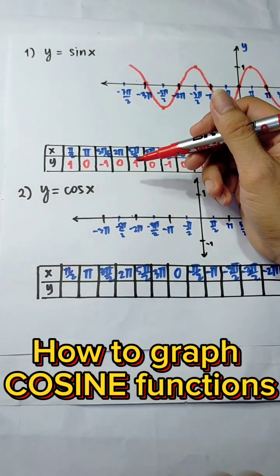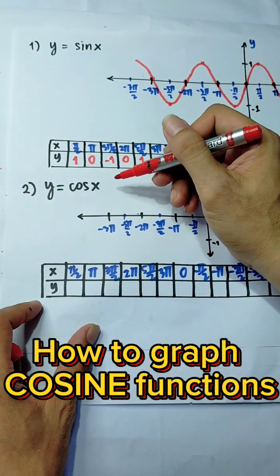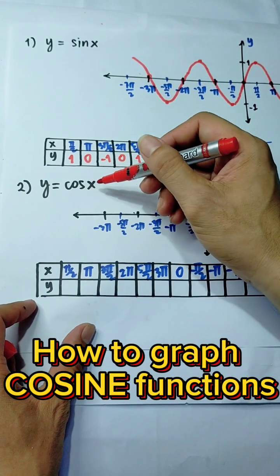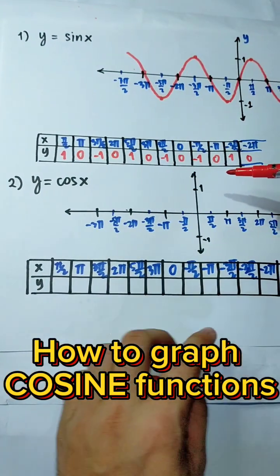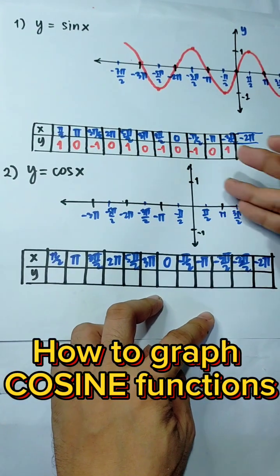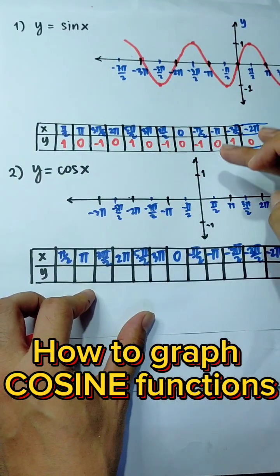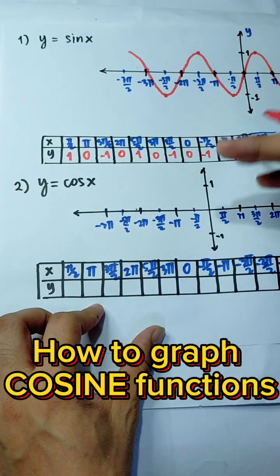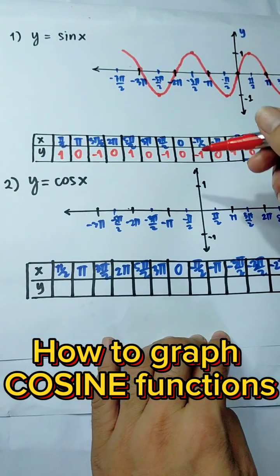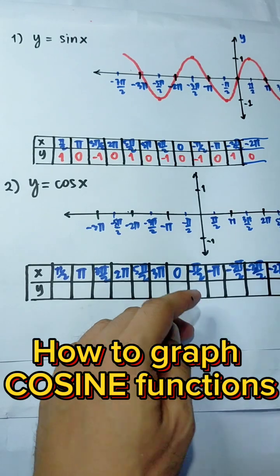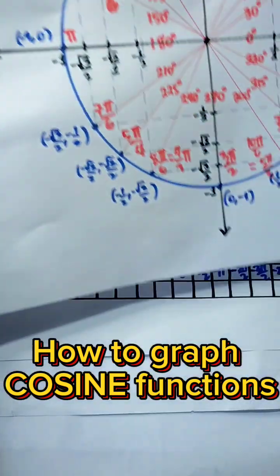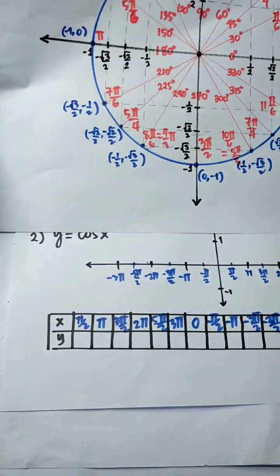This time, let's graph the cosine function. Okay, y equals cosine x for this given equation. So we have already given the increments here, just like in the sine equation above. All right, so now let's use the unit circle in finding the value of our cosine.